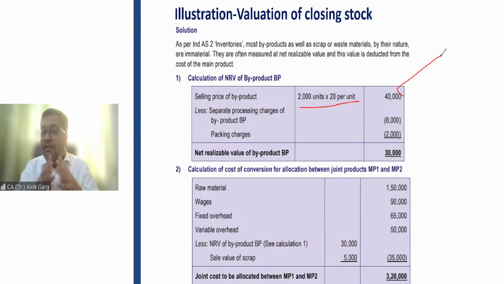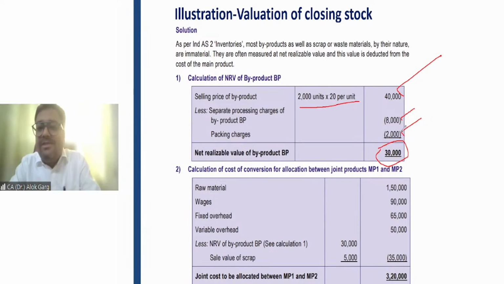But for selling this byproduct, I had to incur a separate cost of 8,000 rupees on processing and 2,000 on packaging. So what is my net realizable value? My net realizable value is 30,000. What is your net realizable value? Estimated selling price minus estimated selling cost minus estimated cost of conversion. So my NRV is 30,000 rupees. I got a benefit of 30,000 rupees out of processing my main product and joint product.